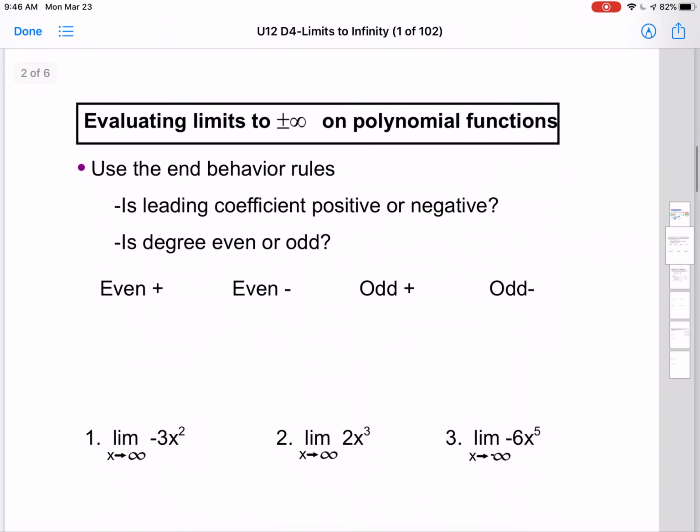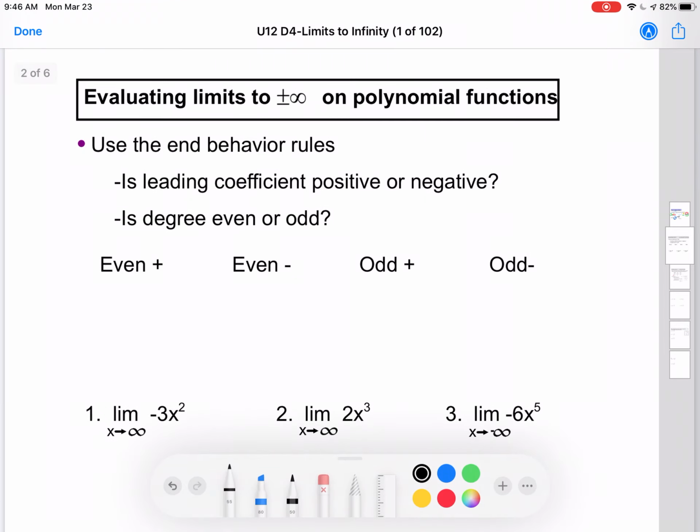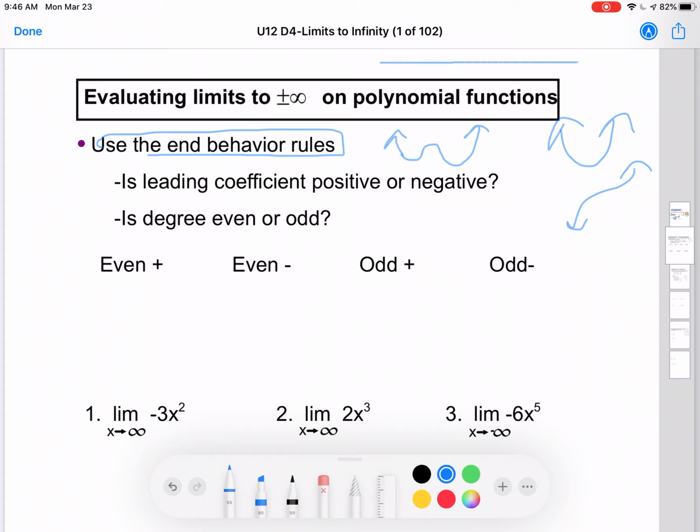Okay, so let's do limits to infinity. So let's think logically about this. What are polynomial functions again? Polynomial functions are parabolas, cubic functions. Polynomial functions could be ones that are raised to the 4th power, things like that. So we're going to use the end behavior rules to find limits to infinity. When I ask to find a limit to infinity, it means I want to go all the way out here to the end, and I want to know what the graph is doing. Or maybe I want to go all the way out here to the end of the graph and see what that graph is doing.